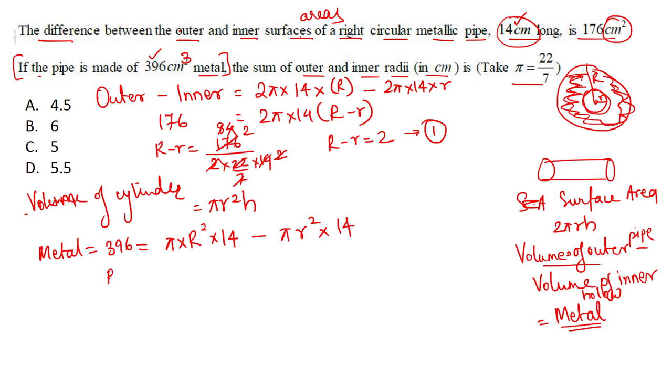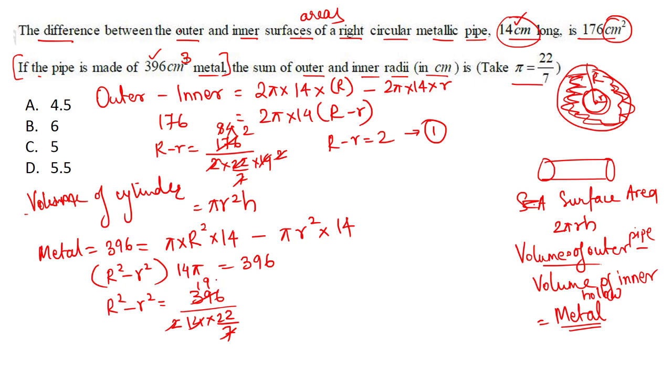So, what do we get over here is R square minus r square, and I'll take 14 pi common, will be equal to 396. So, R square minus r square is going to be 396 divided by 14 into 22 by 7, 7 2s are 14, 2 1s are 2, 19, 2 9s are 18, 198 upon 2. So, R square minus r square can be written as R plus r into R minus r, which would be equal to 198 divided by 22.